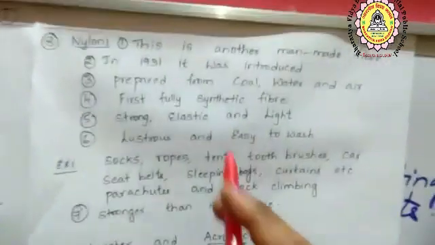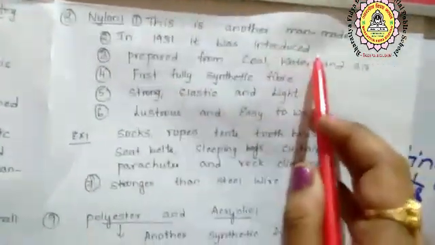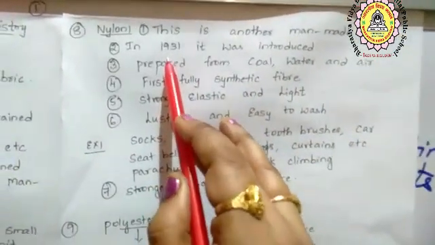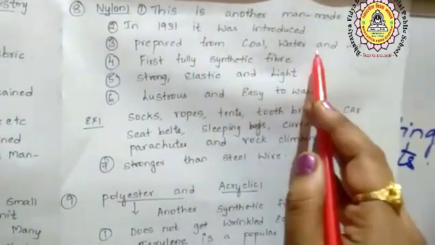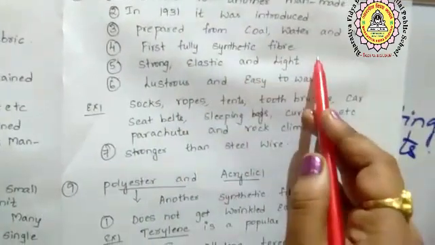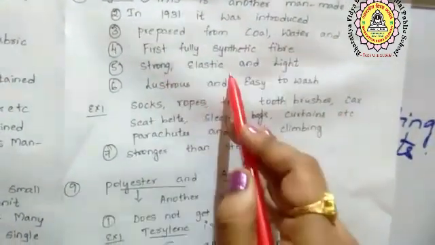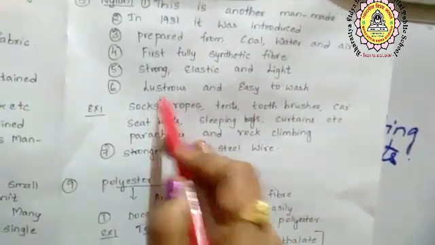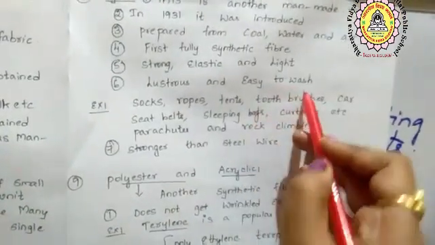Next, coming to nylon. Nylon is also another man-made fiber. It was introduced in 1931, and it was prepared from coal, water and air. This is the first fully synthetic fiber. Its properties: it is strong, elastic and light in weight. It is lustrous and easy to wash. Lustrous means shiny.